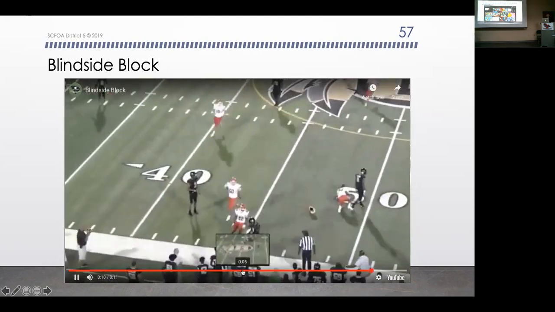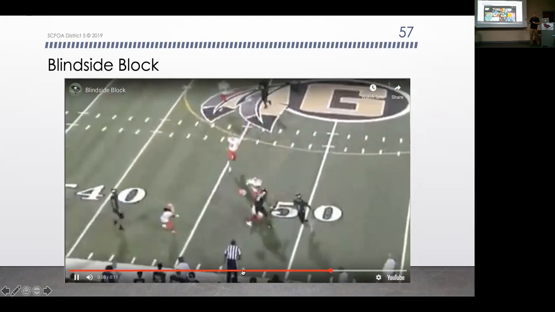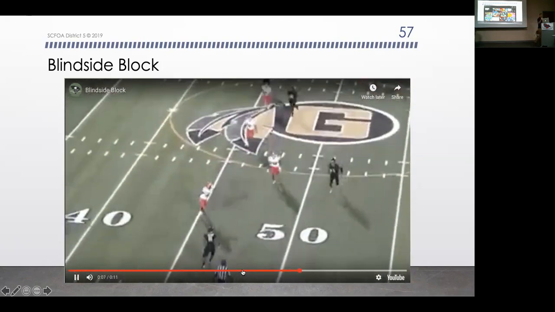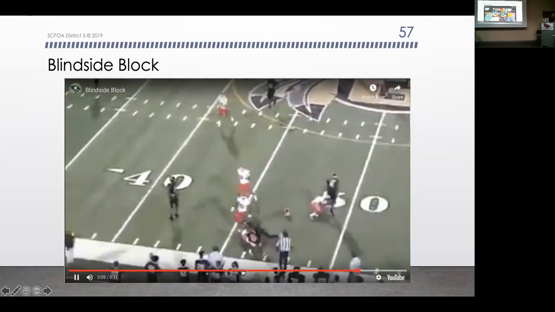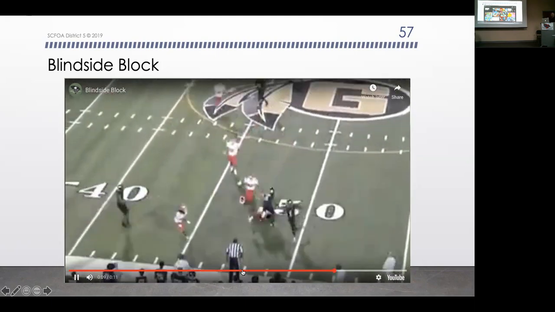Now, does that defensive player have to go out for a play? No, because the penalty, the illegal block, will cause his helmet to come off. So he's able to stay, unless he's carried off the field.